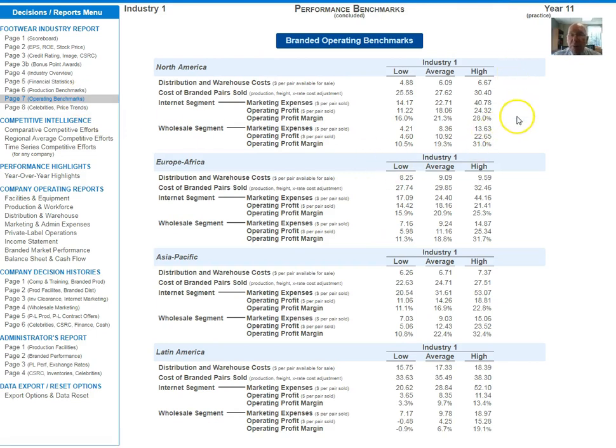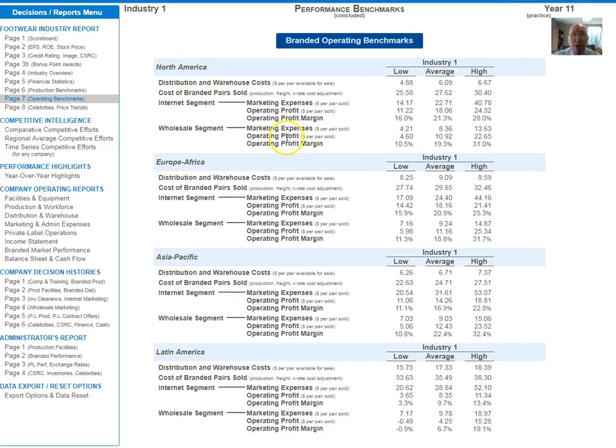Same thing here. Your company printouts will be right here. Your company number will print out here. And these are very important things for you to look through and start to build a picture of why you did as you did. And you can see there's large differences in profitability.